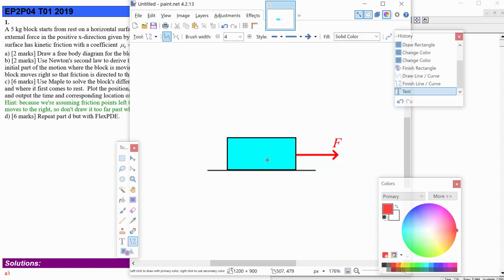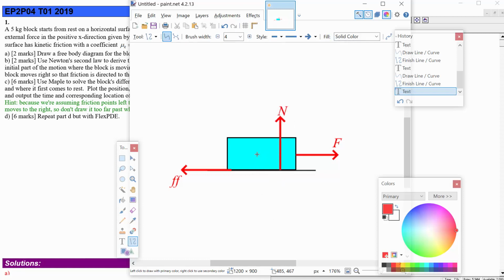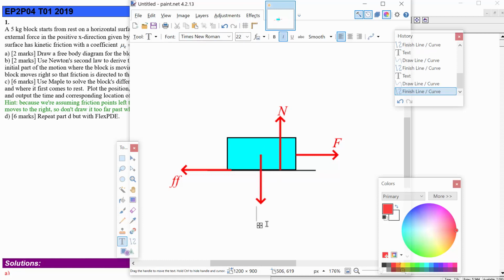Next, what else are we going to have on this? We're going to have a friction force going backwards here, which we'll call FF. And we're going to have a normal force from the surface to stop this block from falling through that. And we're going to have some weight of this block, capital W, which is the effect of gravity. Okay, so there is a free body diagram.